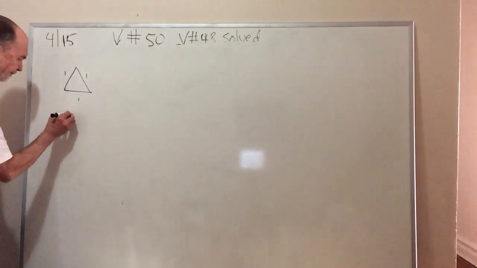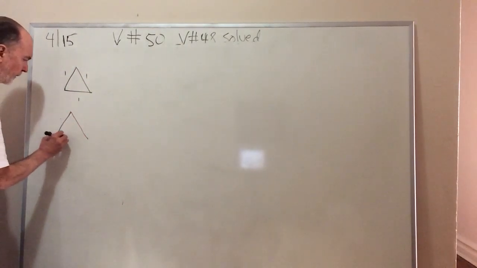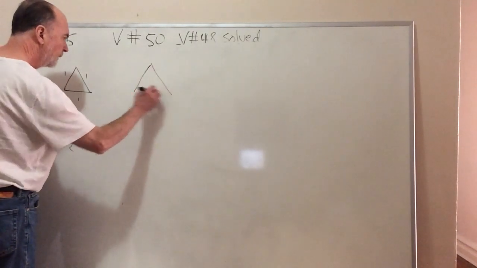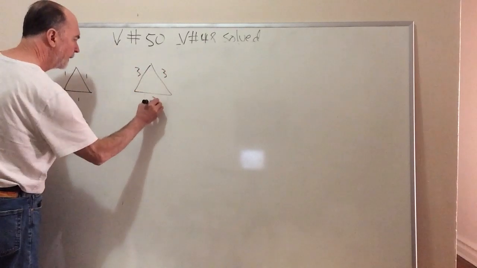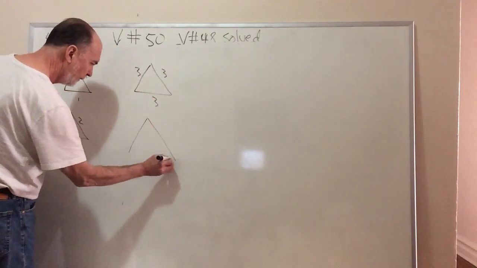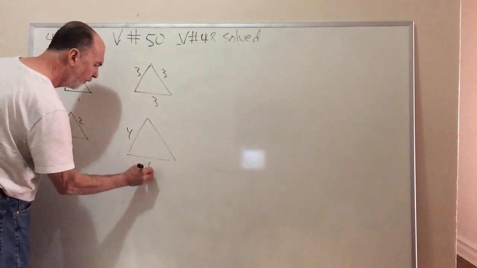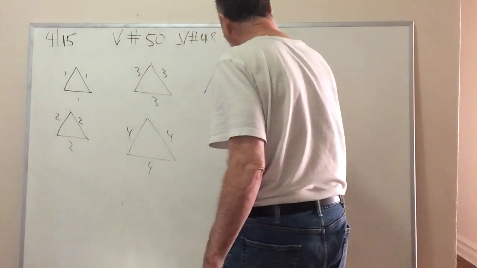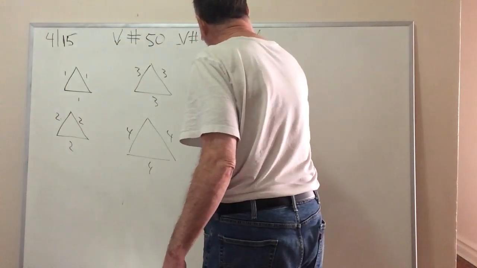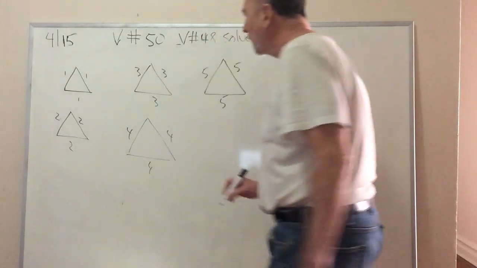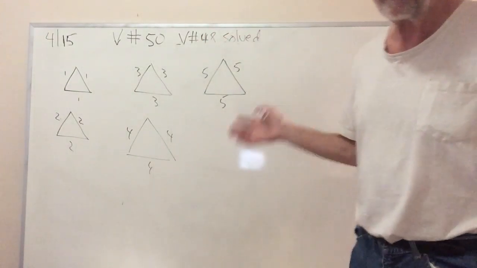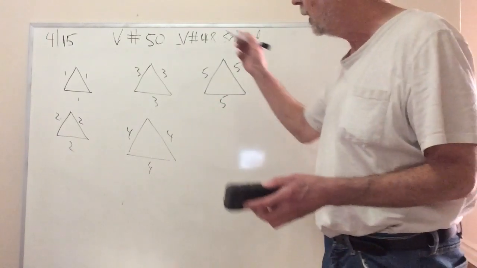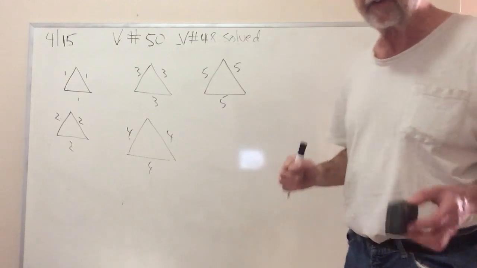1, 1, 1. 2, 2, 2. 3, 3, 3. 4, 4, 4. And I'm not making them according to size. It's unnecessary. Most of you are paying attention, understand what I'm doing. And I'm saying to myself, there's got to be a way to use scale factors to figure out the areas of this guy, right? So obviously scale factors are going to work.